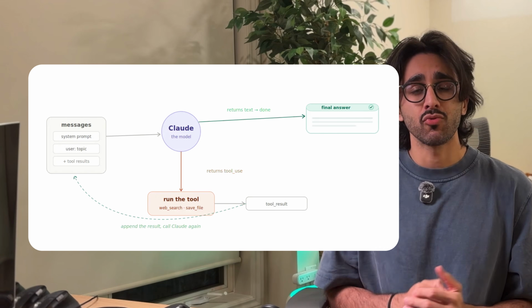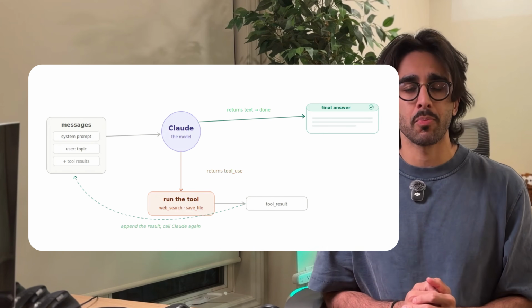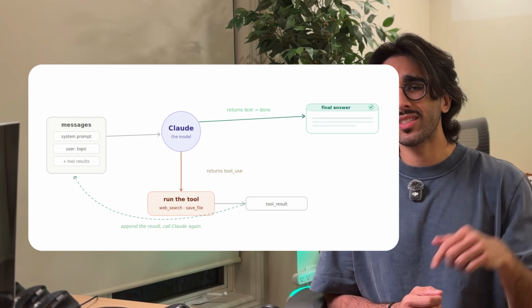By the end, you'll have this running locally. A topic goes in and a polished markdown article comes out. And all the code is linked in the description below.